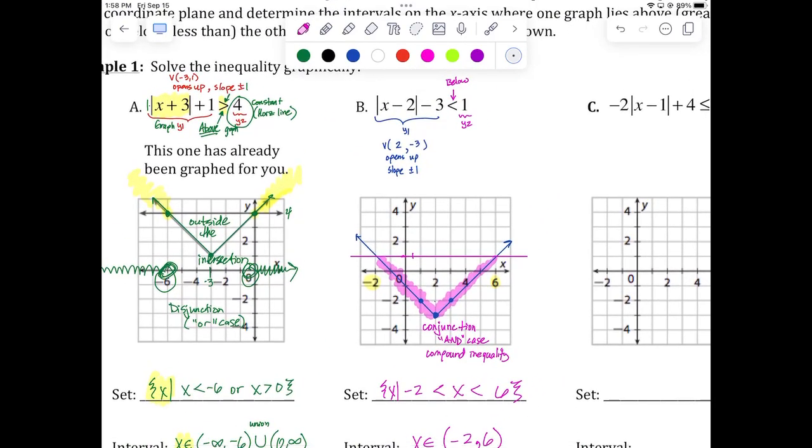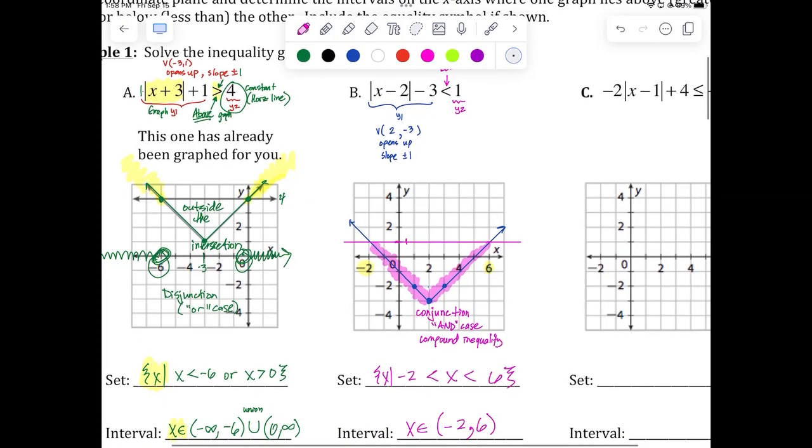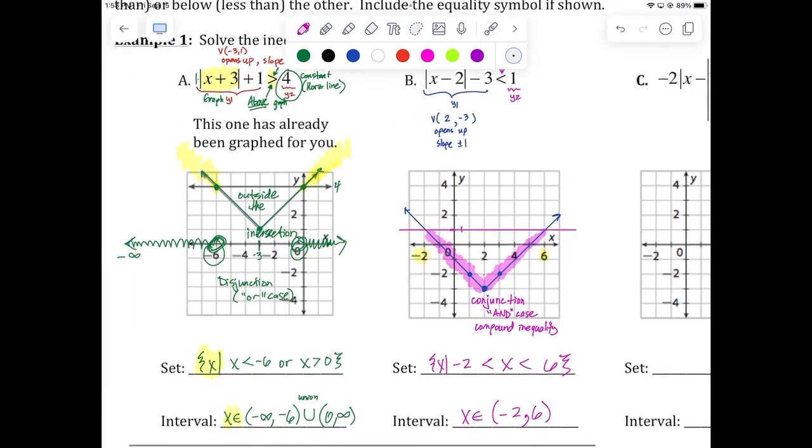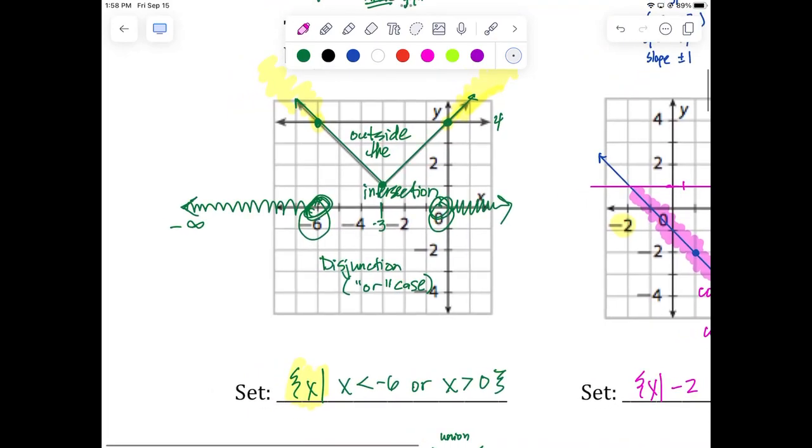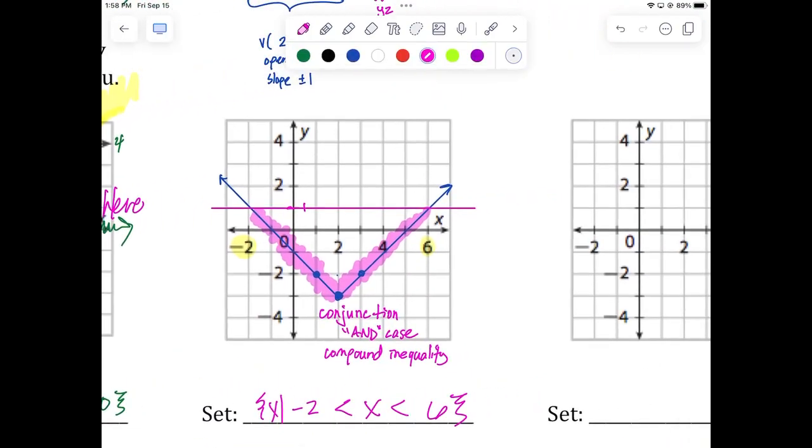Well, we had one that was a disjunction. It was an OR case. And then we had one that was a conjunction. It was the AND case. Let's talk about that for a little bit real quickly. Why is this an OR case? If you pick a value that works, it's either here or here. It's not going to be both. Like if you pick a number like -7, it's only less than -6. -7 is not also greater than 0. It's one or the other. But for the AND case, if you pick a number from anywhere in here like 2, 2 is both at the same time greater than -2 and less than 6. Okay, it falls in the interval to satisfy both of them. So it's an AND case.